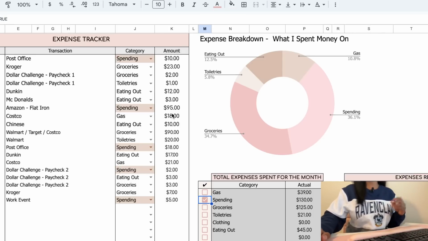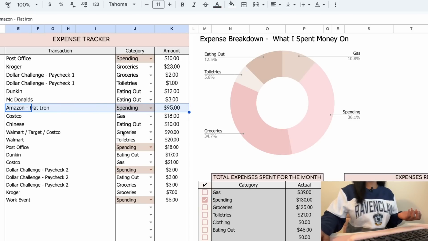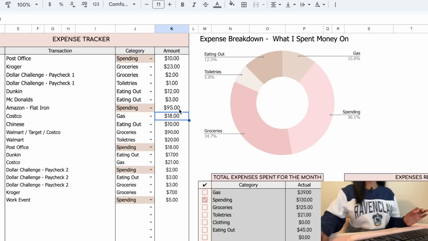I did have to ship my mom some packages, so paid for that. But the bulk of my spending was when I bought a flat iron from Amazon, and that was $95. I had this flat iron for 15 years, and I'm still a little sad that she is gone, but she finally broke and gave out on me, so I had to buy a new one.